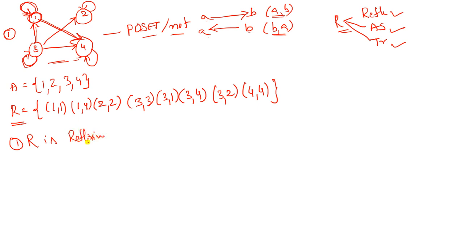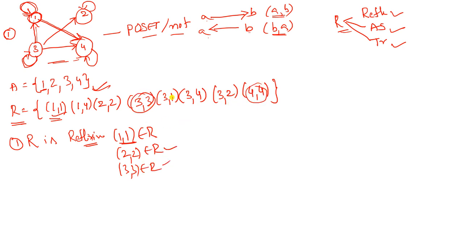What is the condition for reflexive? How many elements are there? 4 elements are there. For every element, the first and second components should be the same. That is, the first element is 1, so (1,1) belongs to R. Check, yes, (1,1) belongs to R. Check another element, (2,2), which also belongs to R, and (3,3) also belongs to R. Yes, (3,3) exists, (4,4) exists, and (2,2) exists. So R is reflexive. The first condition is satisfied.